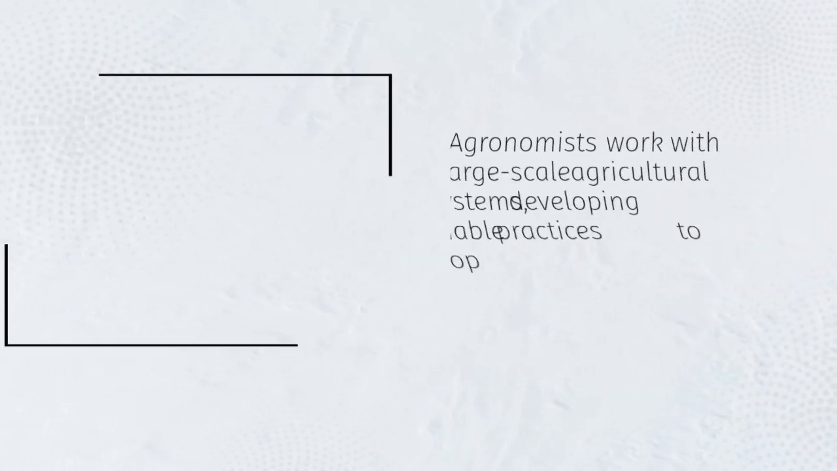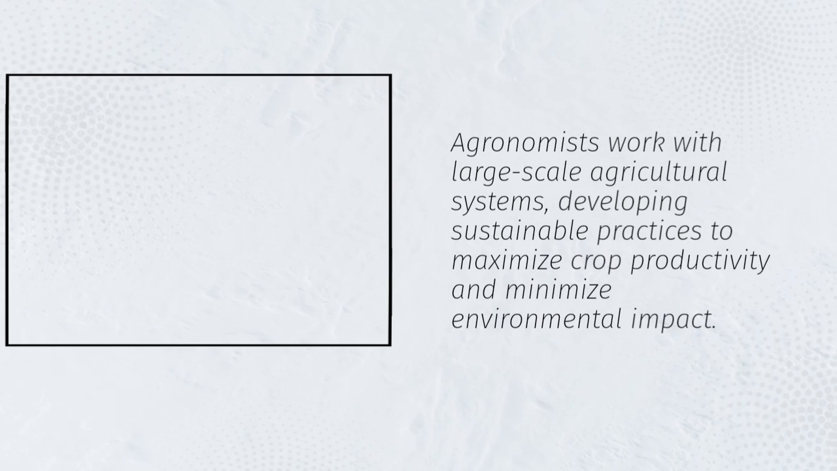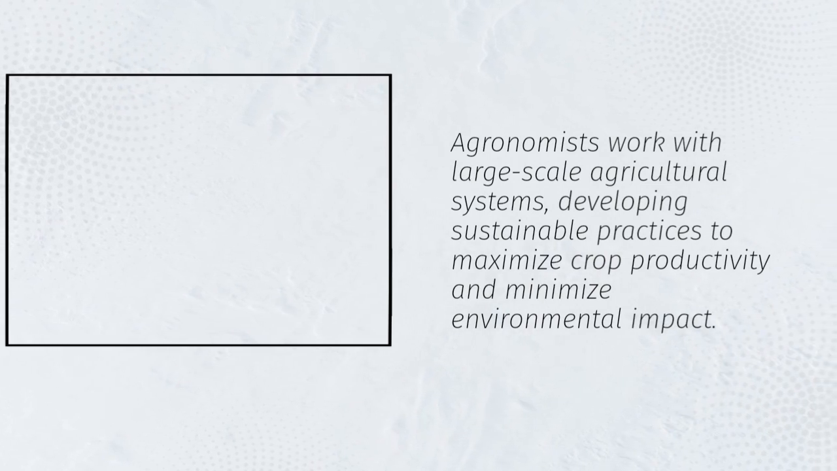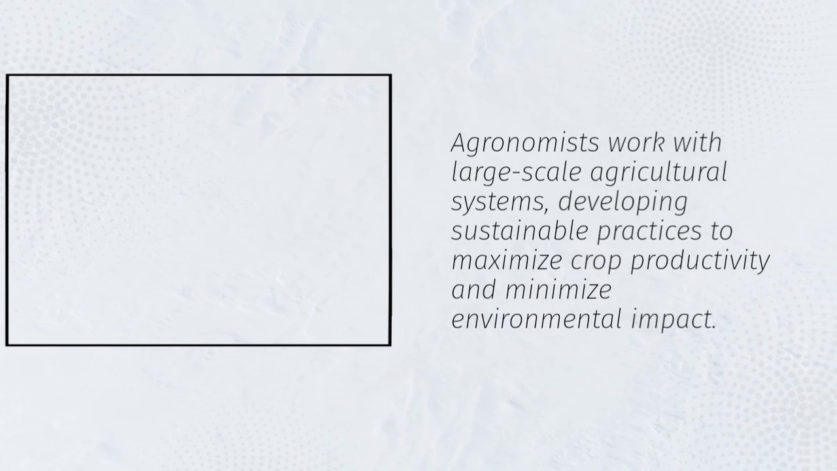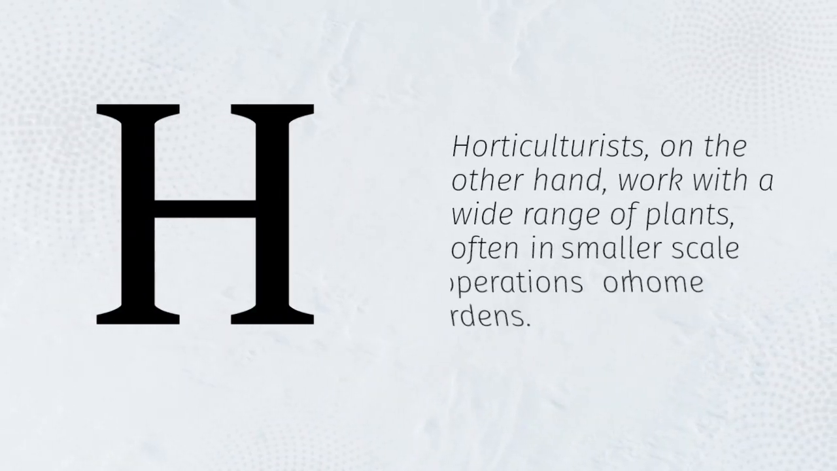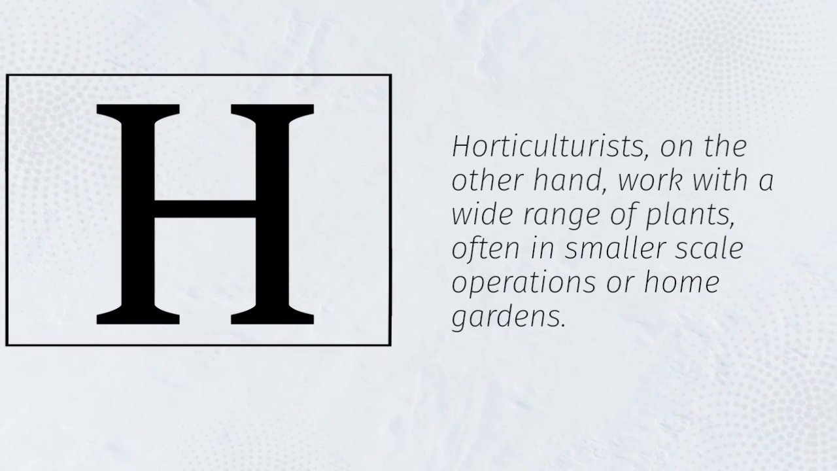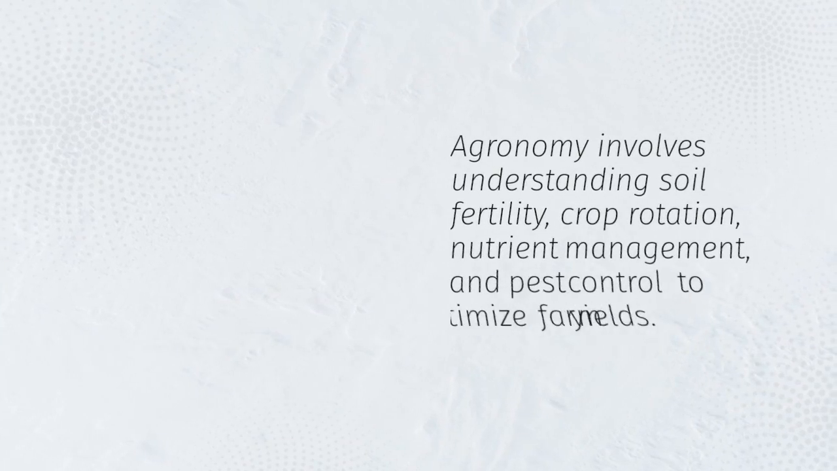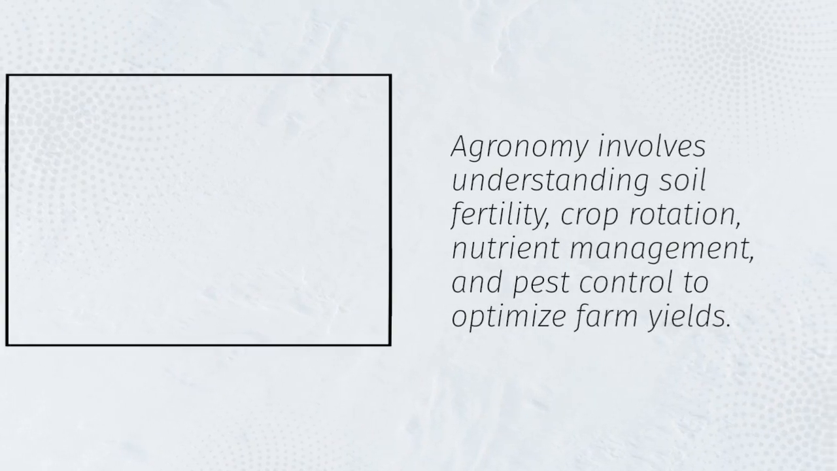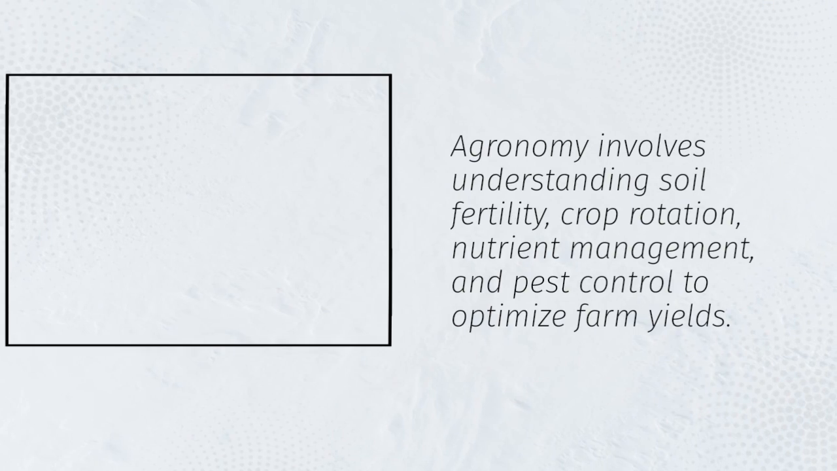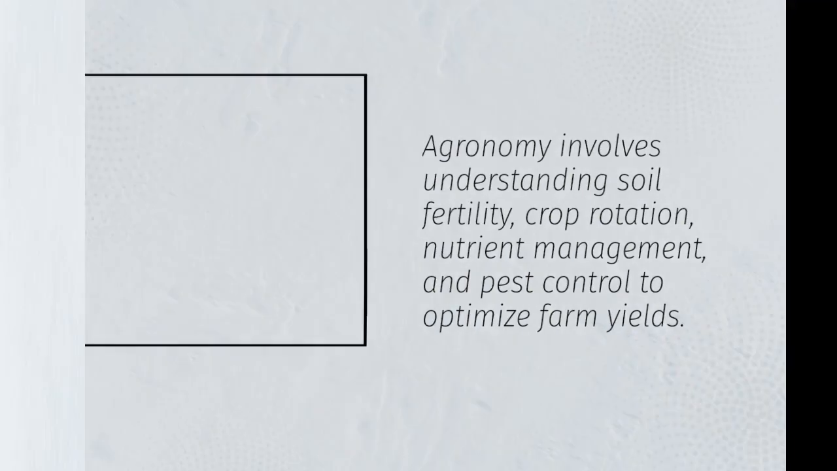Agronomists work with large-scale agricultural systems, developing sustainable practices to maximize crop productivity and minimize environmental impact. Horticulturists, on the other hand, work with a wide range of plants, often in smaller-scale operations or home gardens. Agronomy involves understanding soil fertility, crop rotation, nutrient management, and pest control to optimize farm yields.